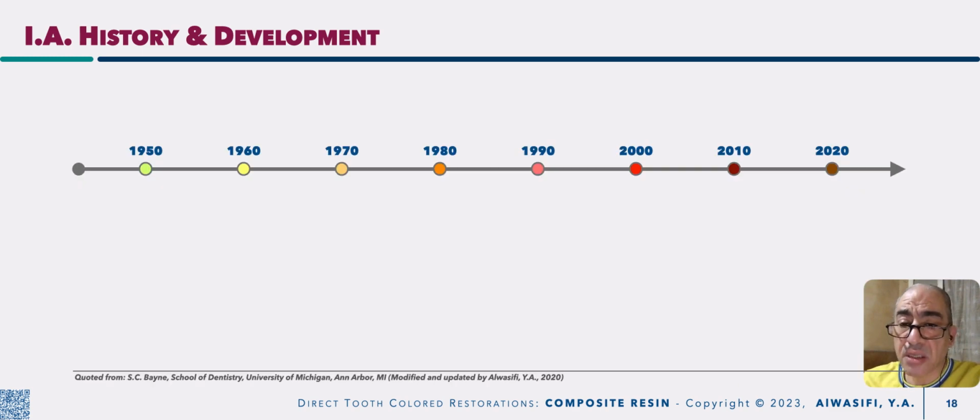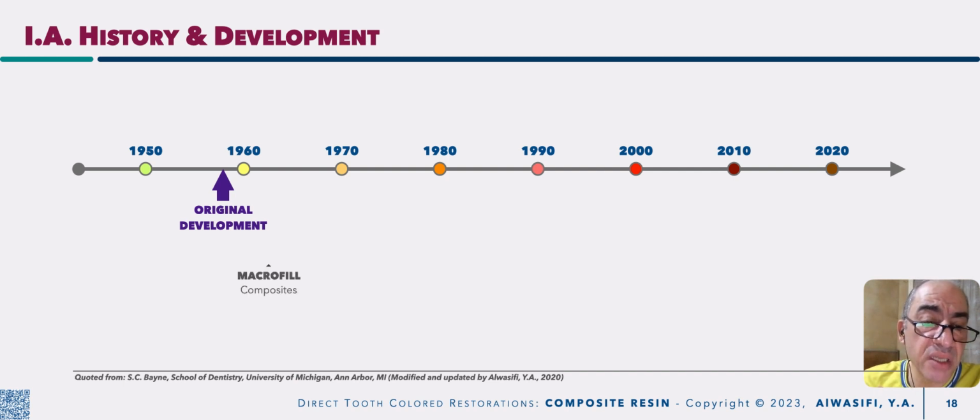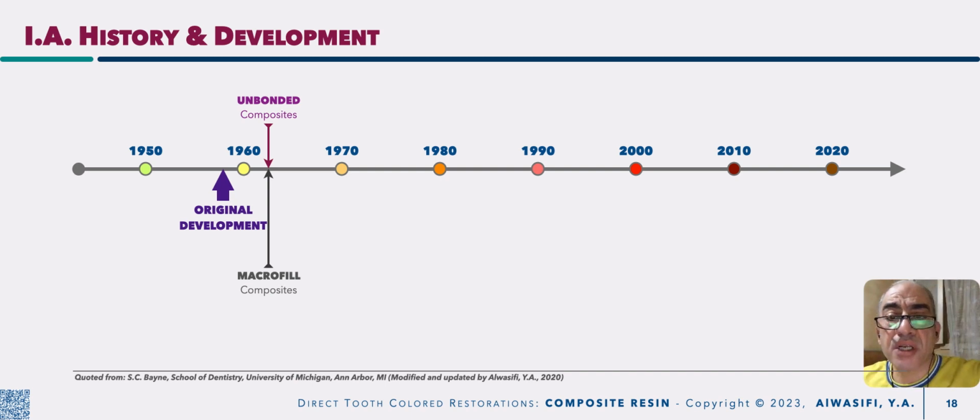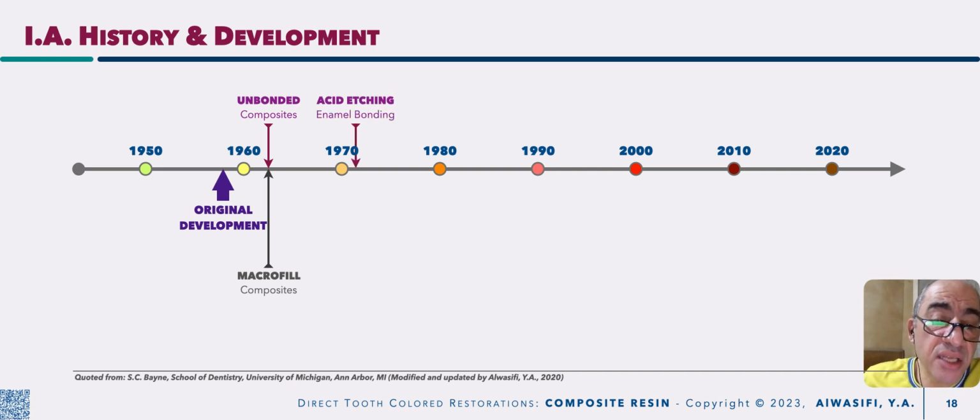This is the timeline describing the development of composite resin material. It all started in 1958, the original development. Then macrofill composite was introduced in the early 60s. At this time, the composite was unbonded. No bonding agent was used. Okay, the idea of bonding to tooth structure was not yet developed. Then acid etching was developed and introduced to clinical practice in the early 70s. At this time, midifill composite also was developed.